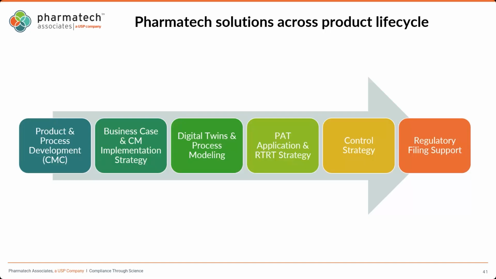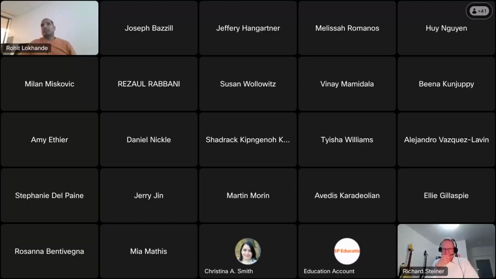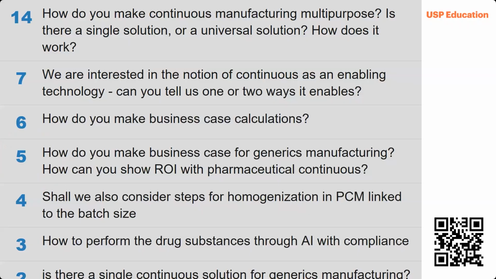Okay, so I see a question that says, how do you make continuous manufacturing multi-purpose? Is there a single solution? I think this is a very interesting question, and I think most of the industry has this kind of question when it comes to API continuous manufacturing. To be very honest, and based on my experience, there is no universal solution available for API continuous manufacturing, because each chemical transformation is unique, and the requirements for each reaction are unique. So it's very difficult to have a universal solution.